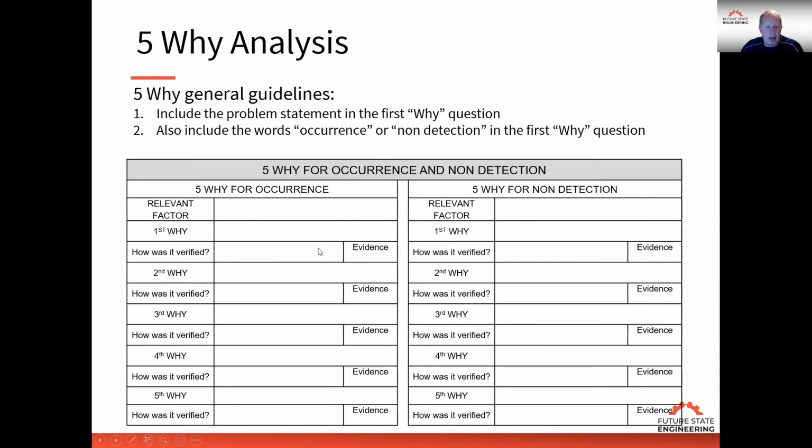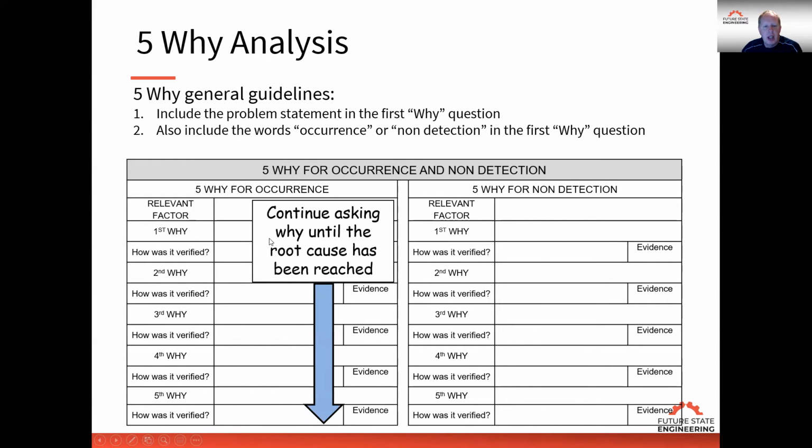So then I have some general guidelines for doing 5 why analysis. So how do we get started out correctly? First thing we want to do is include the problem statement in our first why question. And sometimes include the words occurrence or non-detection, depending on what type of problem solving you're looking at, an occurrence problem or a non-detection problem. Then we want to continue to ask why until we get to the root cause.